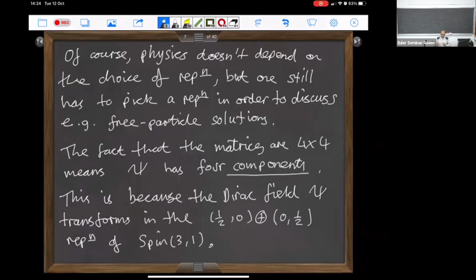Now, you can have different representations. I've just shown you two. Physics itself cannot depend on the choice of representation. If you calculate some observable quantity, it will be independent of the choice of representation. But in order to do calculations, we have to pick a representation. So today we're going to spend quite a bit of time looking at the free particle solutions.